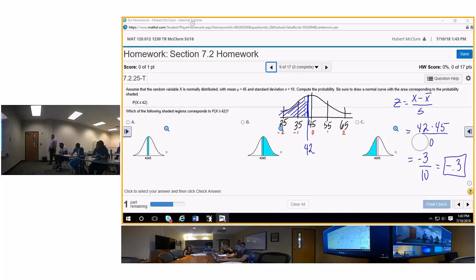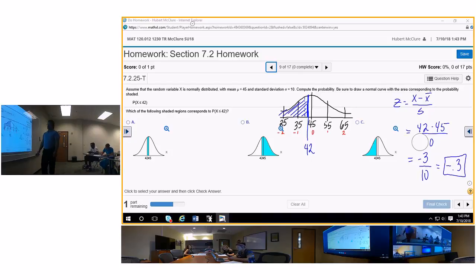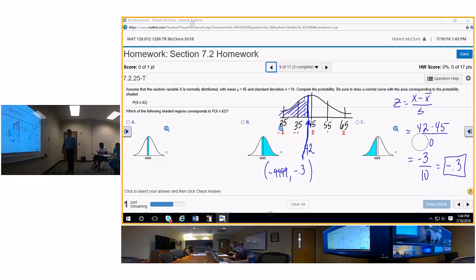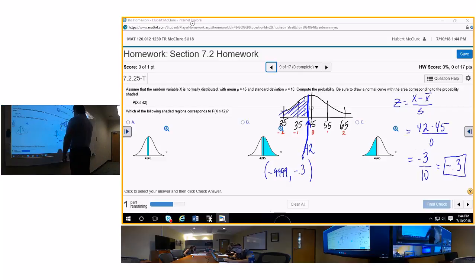So, we need to find the area from negative infinity to negative 0.3. So, I'm going to put down here negative 9999, comma, negative 0.3, because negative 0.3 is right there. So somebody do that for me. Actually, you could get down and dirty and do the interpolation, and you could get it really close. This is 34, and that's 17 plus 16. 17 plus 16 is 33, and then half of 17 is 8, 33 plus 8. I was going to say 41%.